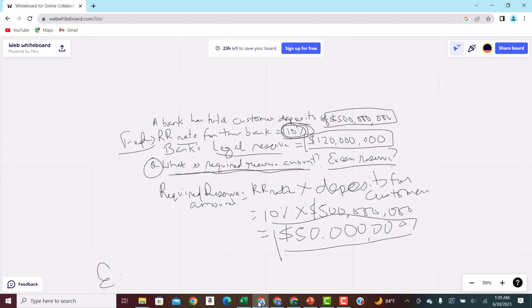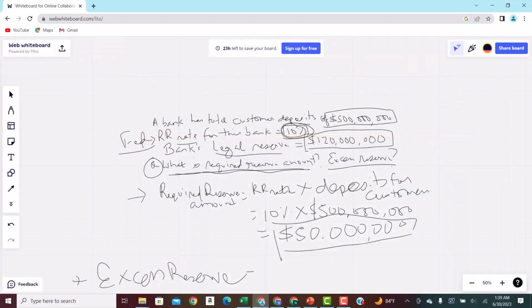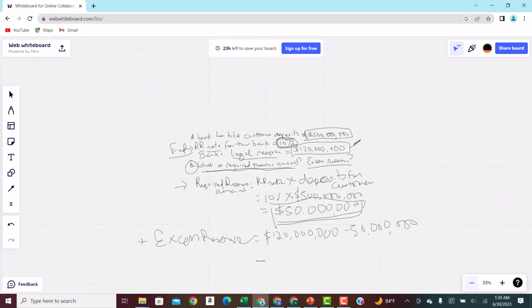Now we find out what the excess reserve is, because that's our next question. Remember the formula from the slide. Excess reserve is given by legal reserve minus required reserve. Legal reserve is 120 million, as given here. Then we subtract the required reserve which we just calculated, which is 50 million. So we get an answer of 70 million.